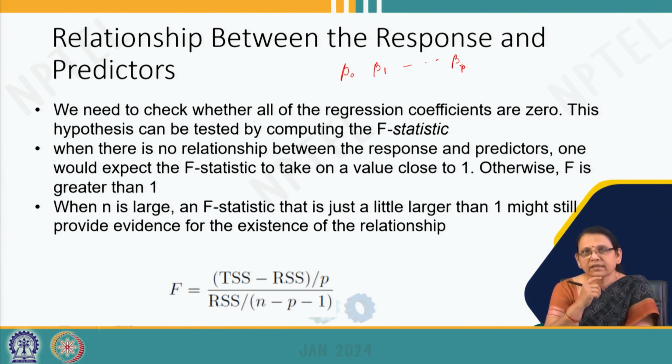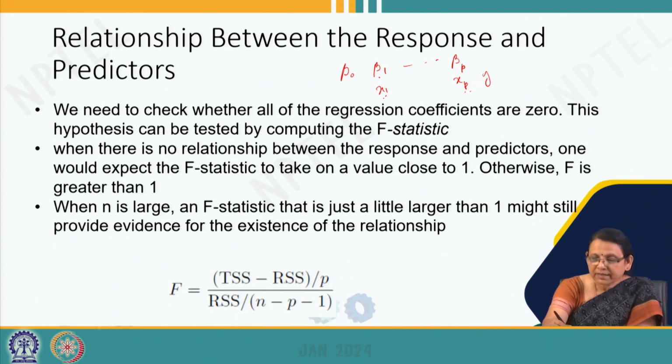Now, to understand the relationship between the response and the predictor, the response was y, and what were the predictors? The predictors were x1, or f1, f2 up to, let us say, xp. For the features f1 to fp, the values are x1 to xp, and y was the predicted value. Okay. So, now under what condition do you say that y has a relationship with x?